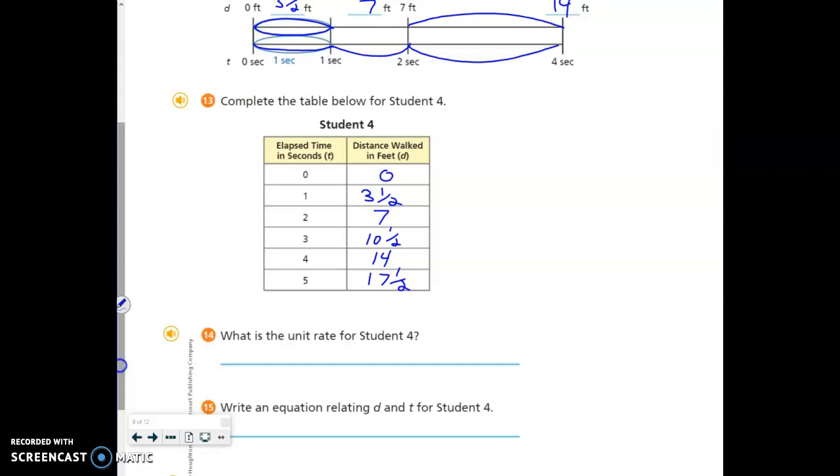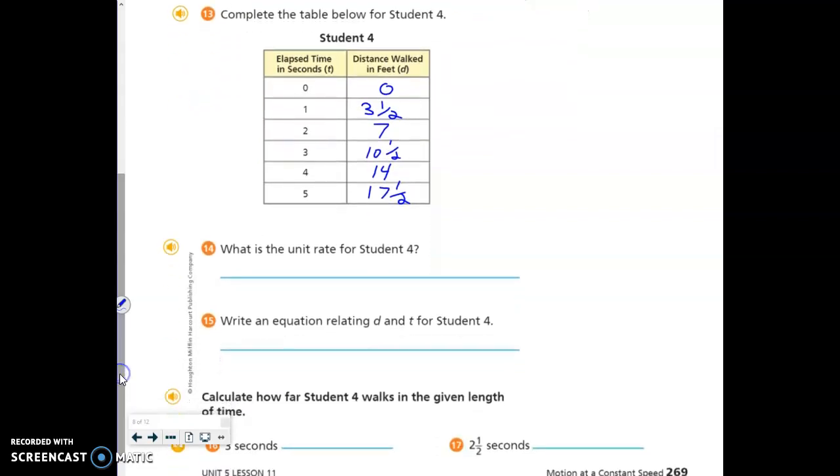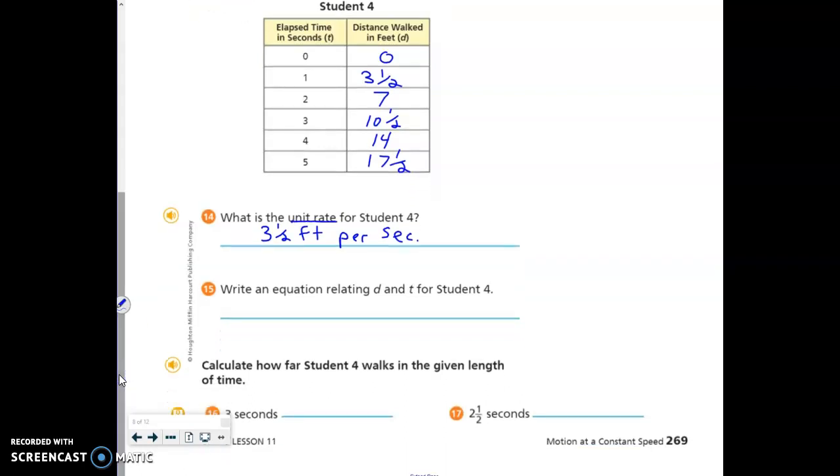Now, what is the unit rate? Well, I've already mentioned that for you. That means that this student has walked 3.5 feet per second. Remember, we want how much it is per each and every second. That's the unit rate. Unit means 1 for every 1 second. All right, and then how would we write the equation? Same way we wrote the equation before. We want to take this information and say that how far they walked is going to be determined by how long they walked times the unit rate, in this case 3.5 seconds.